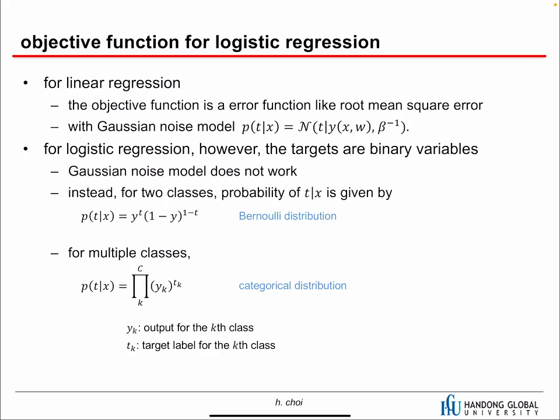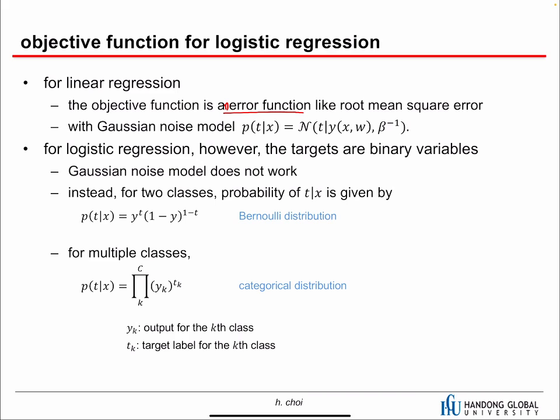Now we know what logistic regression is, and now we want to talk about what the objective function is and how we can train the model parameters. For linear regression, the objective function is an error function, like root mean square error, with the Gaussian noise model.